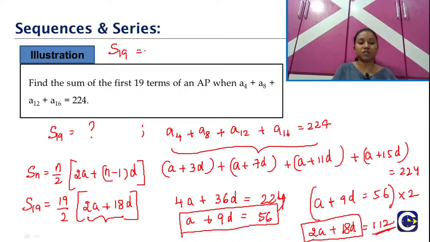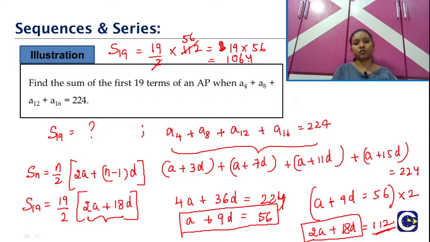So now S19 will be equal to 19 by 2 into 112, which is nothing but, again, it will get cancelled to 56. So S19 will be equal to 19 into 56. This total multiplication will be equal to 1064. That means the sum of the first 19 terms of this given AP is equal to 1064.